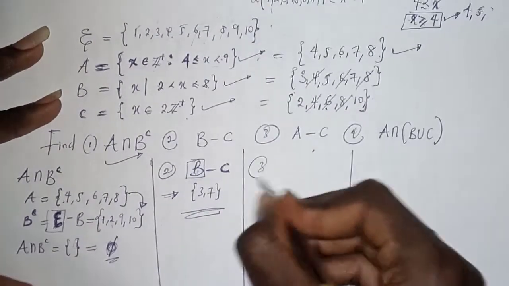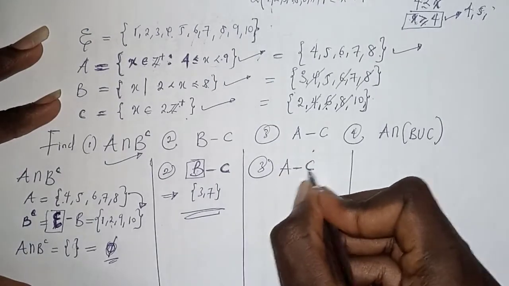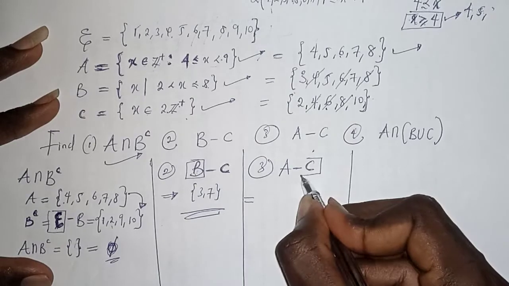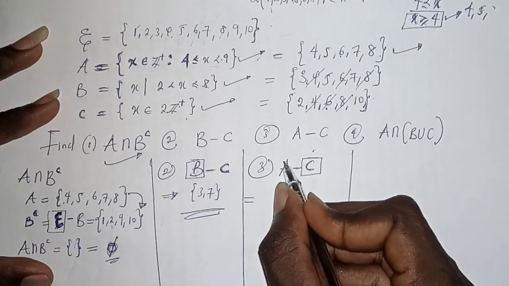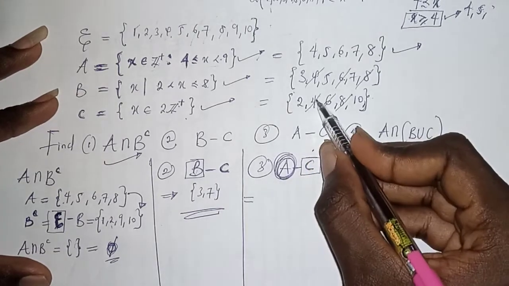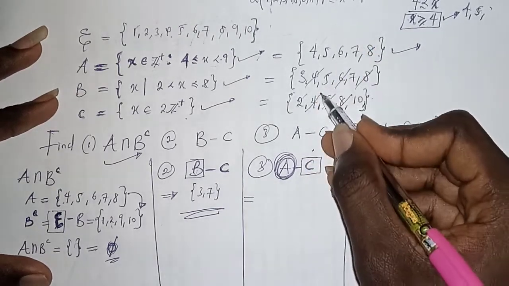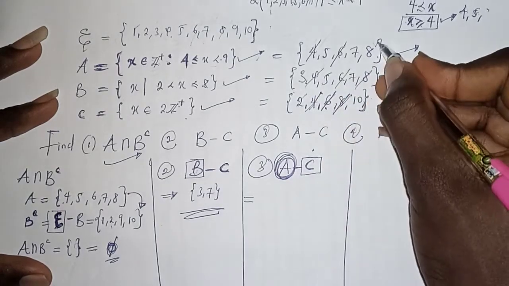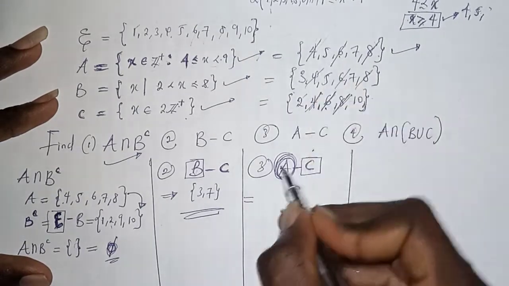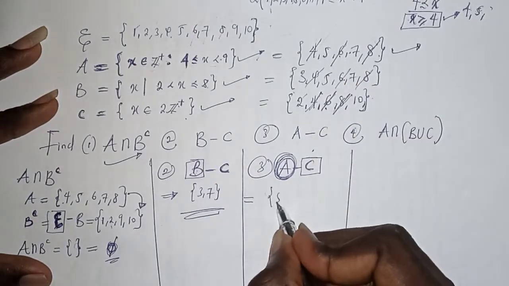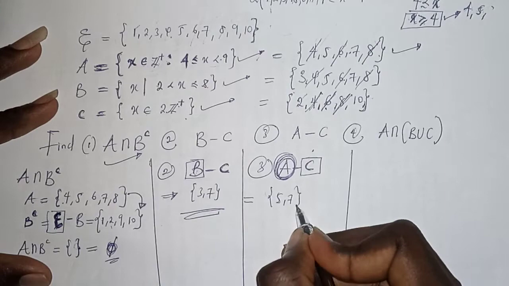And then for the third question, find A minus C. A minus C implies remove set C from A. Whatever you have left in A gives you the final answer. Remove 2, no 2 to remove. Remove 4, yes. Remove 6, yes. Remove 8. So what do I have left? That's 5, 7. I hope you understand that now. So that's how it works.